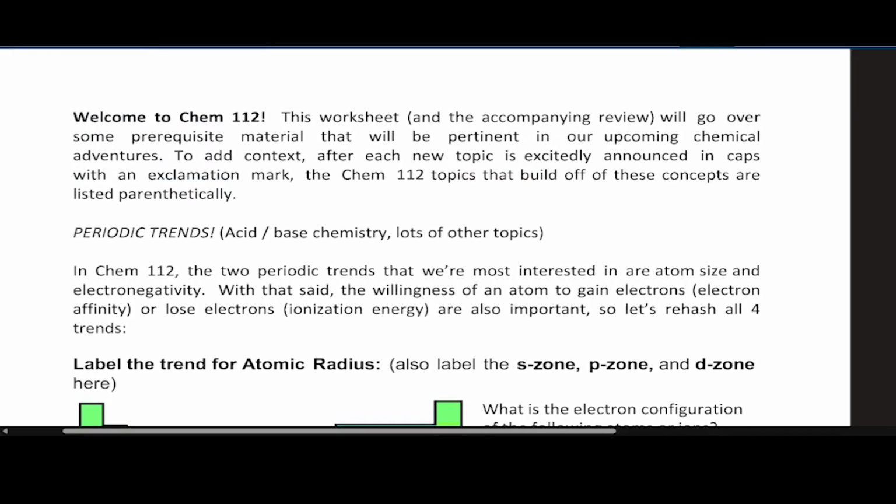Welcome to Chem 112. Today I'll be going over the prerequisite material review. These are topics from Gen Chem 1 or Chem 110 that will be pertinent in Chem 112. A lot of this is periodic trends, acid-base chemistry, and electrochemistry. So why don't we start?